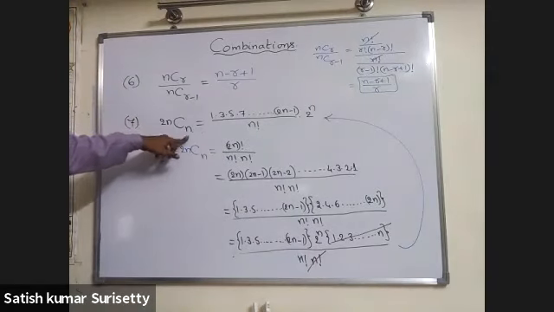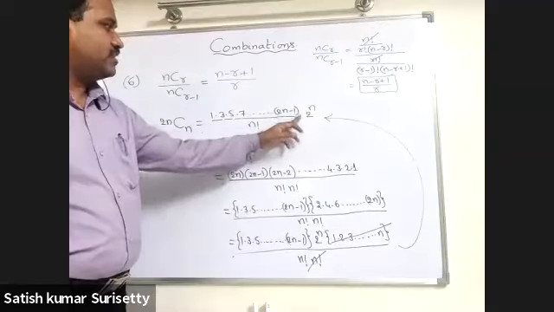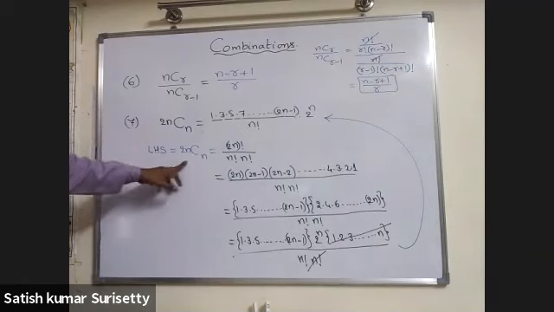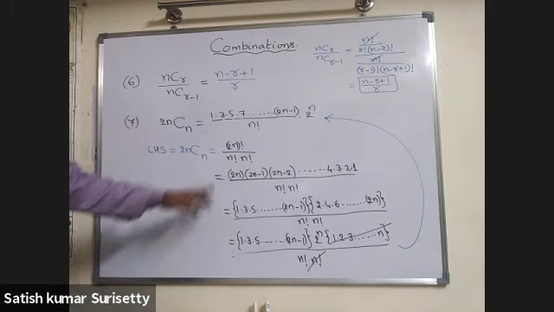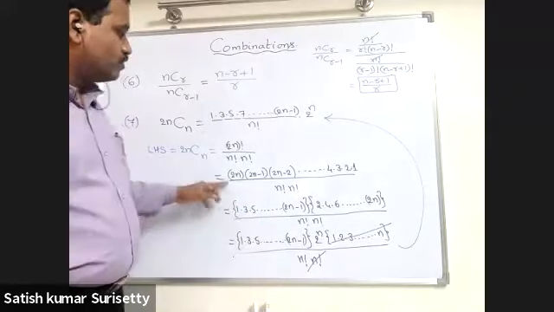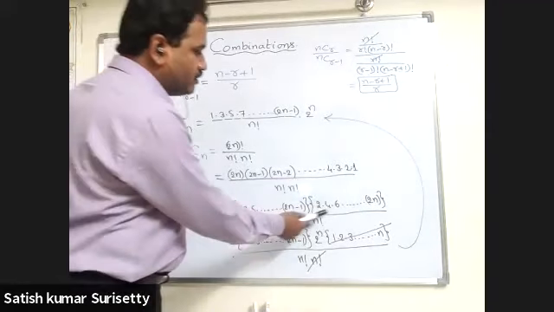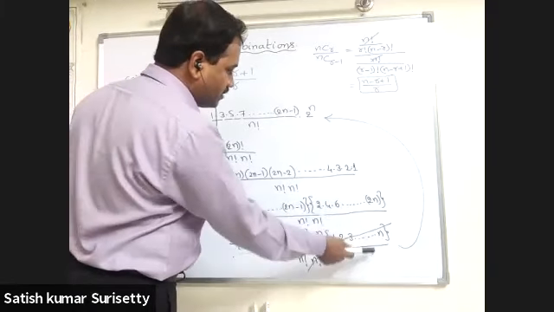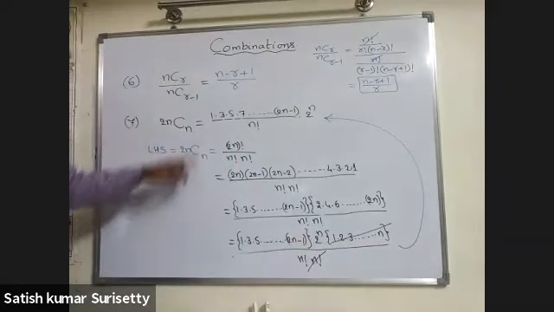Next, 2nCn is 1 into 3 into 5 into 7 and so on up to (2n minus 1), into 2 power n, upon n factorial. So take the left hand side: 2n factorial upon n factorial into n factorial. 2n factorial means the product of the first 2n natural numbers. Now group all the odd factors and even factors. In each even factor, 2 will be common. So it will be 2 to the power of n into 1 into 2 into 3 and so on, which is the same as n factorial. So n factorial gets cancelled. Then you will get the right hand side.